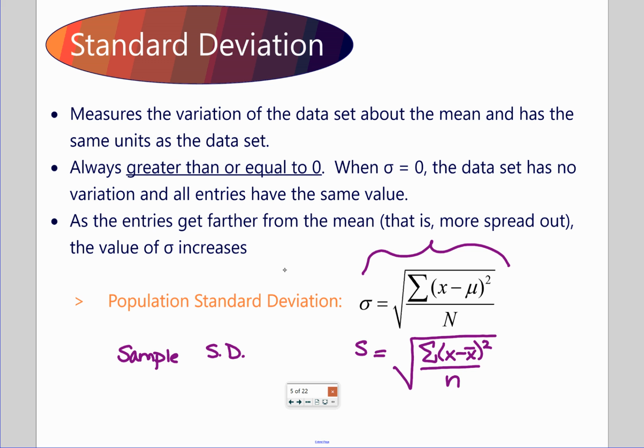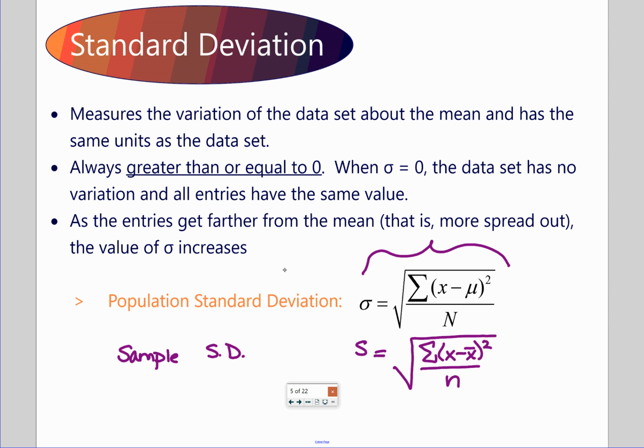Variance and standard deviation will always be a positive number. As the entries get further out, our standard deviation or our variance increases. So if I have a very large spread in data, my standard deviation is a big number. If my data is very close together, my standard deviation is a small number. Multiple standard deviations mean that data value is further away from the mean. Fewer standard deviations tells me that my data value is closer to the mean.